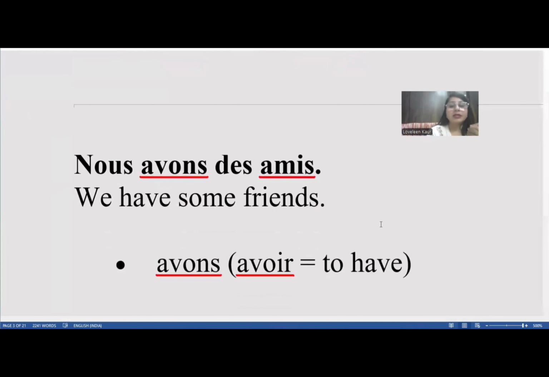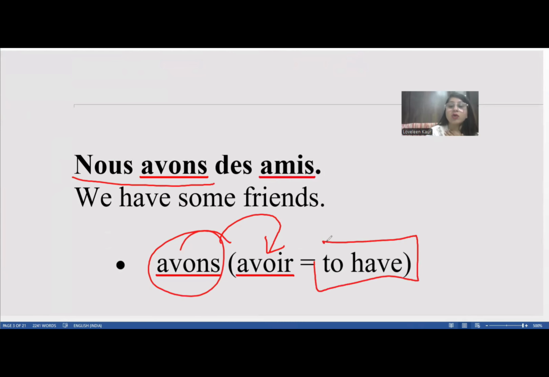Now, for example, here. What happened? Nous avons means we have. This avons is what? This is the avoir verb. Avoir means to have. All right. So now, if I am saying nous avons des amis, we have friends, and des amis. Now, this is not something to eat. Ami means friends. If I am using the plural version, nous avons des amis, we have friends.